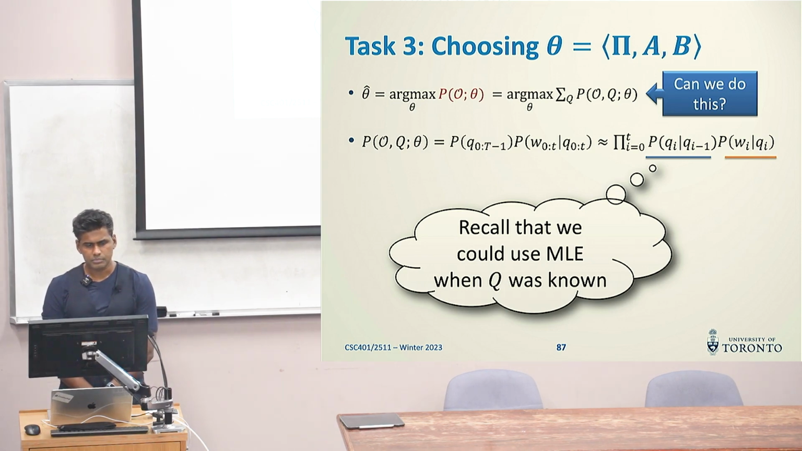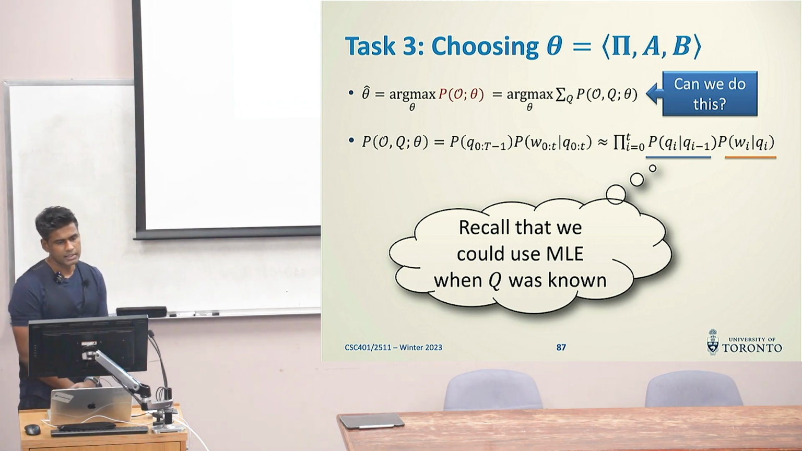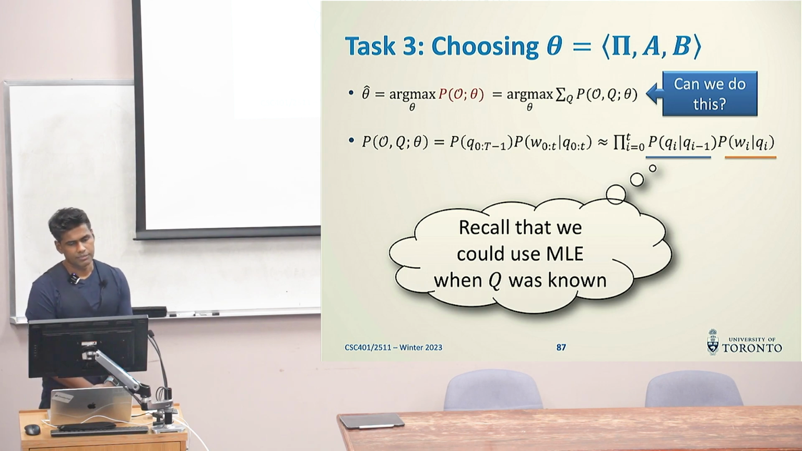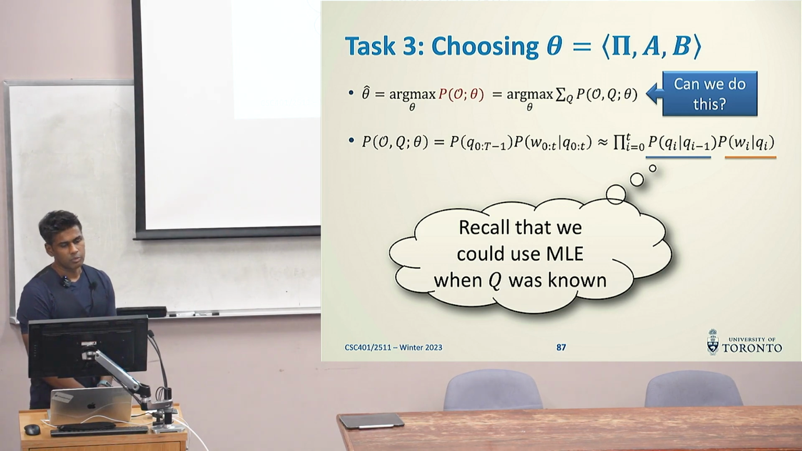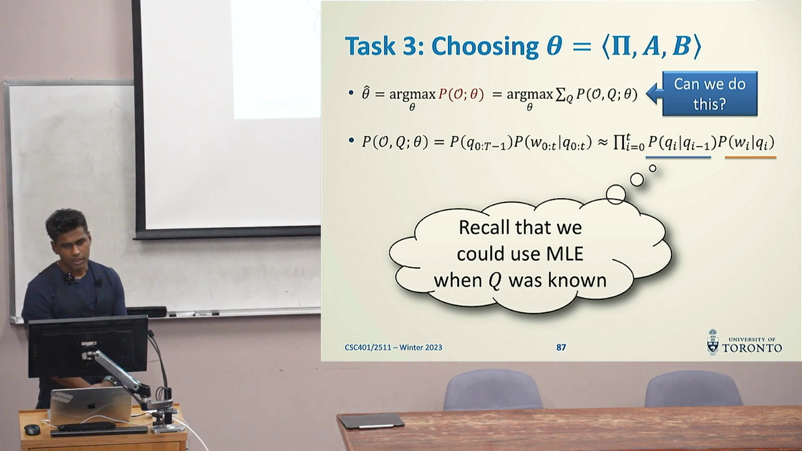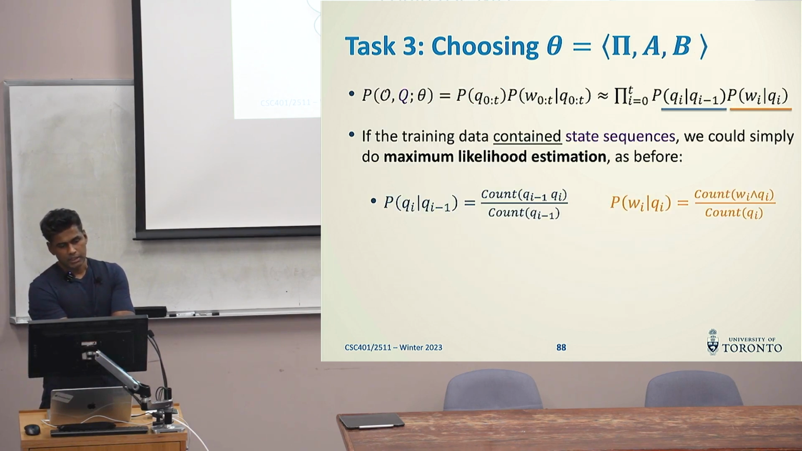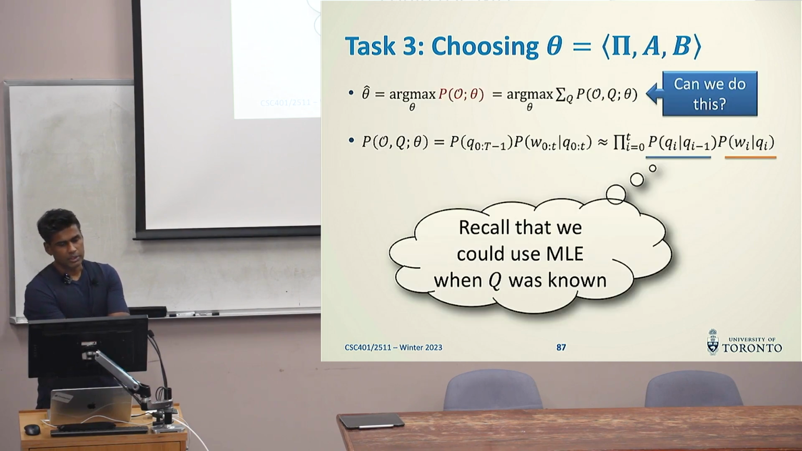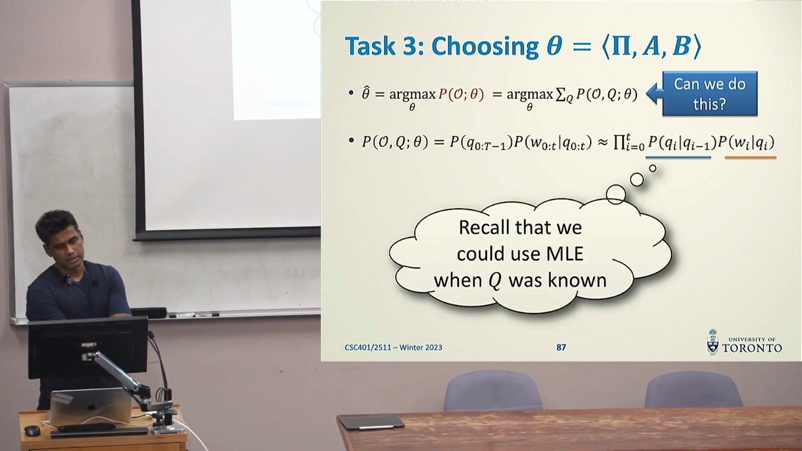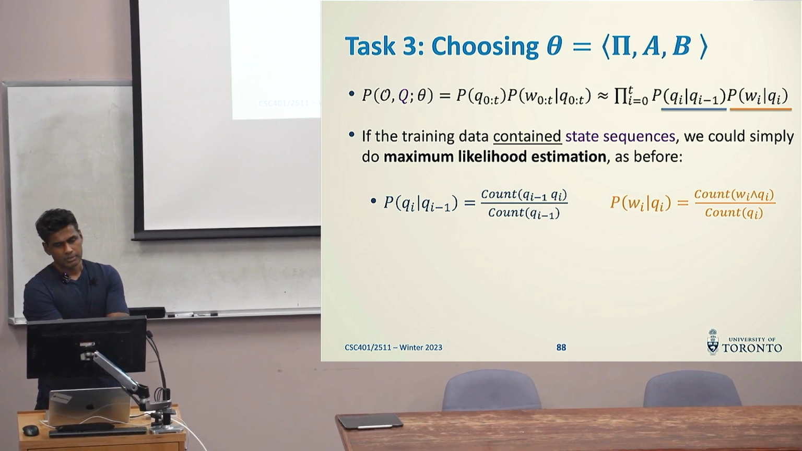So this just shows the decomposition of the joint probability of observation and state sequence that we have already seen before. And this breakdown should remind you of the bigram probability when we did language modeling. If Q was known, then we could have just done a maximum likelihood estimation using this decomposition.